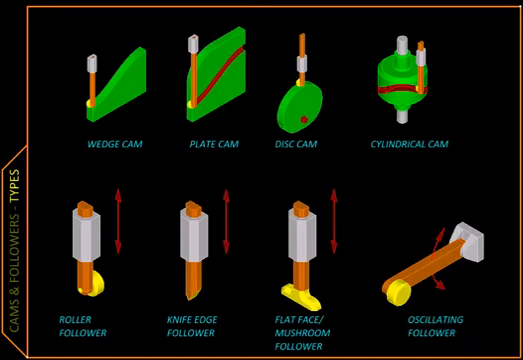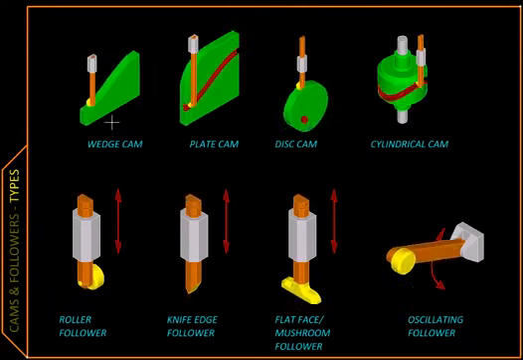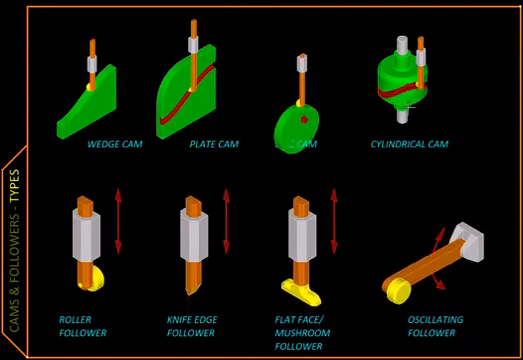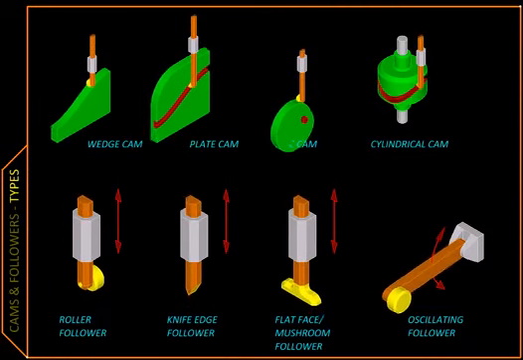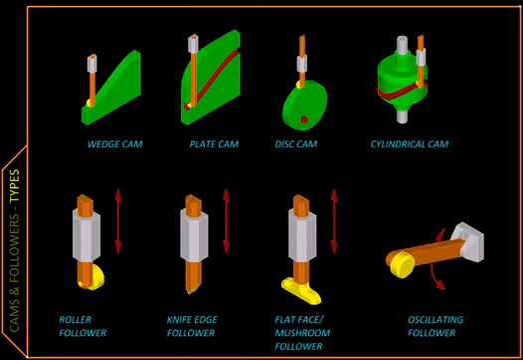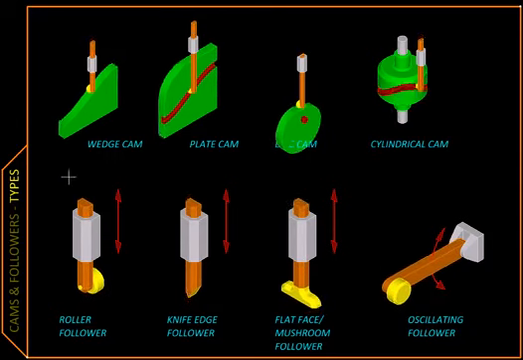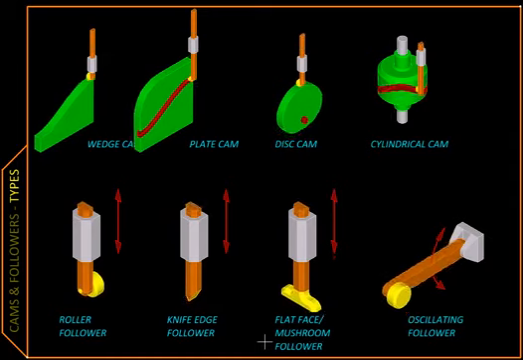So far we have seen what cams are and what are the various types of cams like wedge cam, plate cam, disc cam and cylindrical cam. Let us see different types of followers now. We can classify the follower motion according to the path they follow.